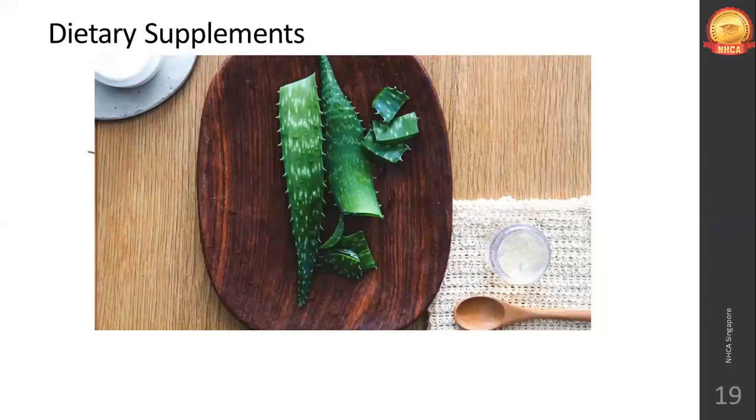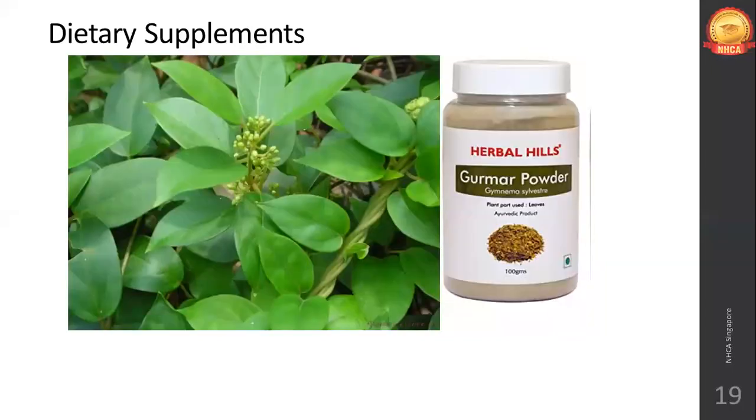Then there's gurmar powder, also called Gymnema sylvestre. It's a leaf, an Ayurvedic medicine. It has enzymes which can help the cells take up glucose, and it can help stimulate the beta cells of your pancreas to produce and release more insulin. So usually in Ayurveda it is prescribed in dried leaf form, or aloe vera gel juice.